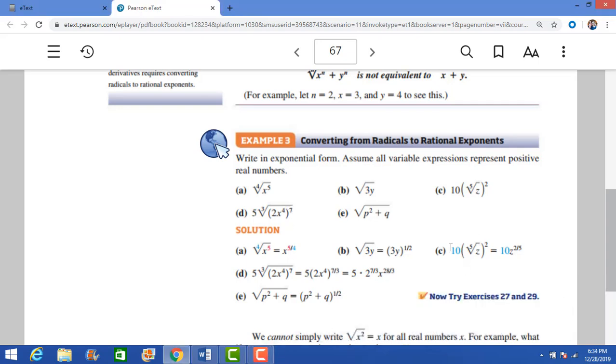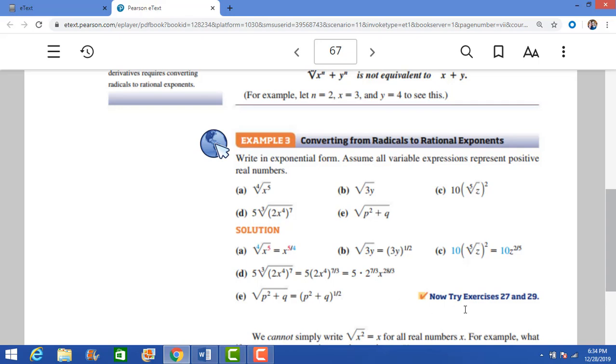And then for this one here, this is just the quantity. So again, all we're going to be able to do is write this whole thing to the 1/2 power. Again, we can't distribute across the plus sign. So this is the best that we can do. This is the simplest form.